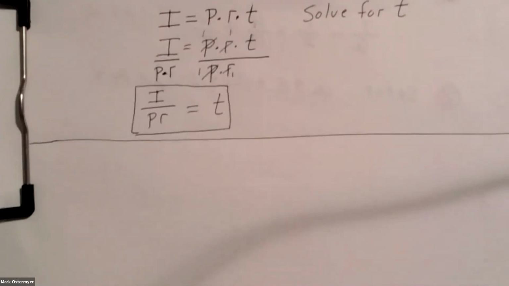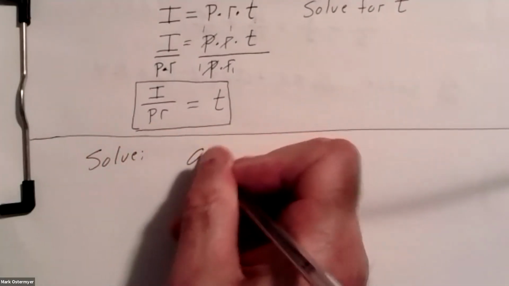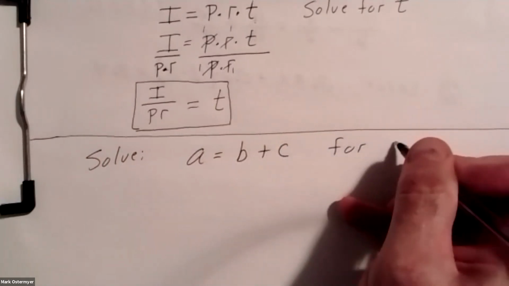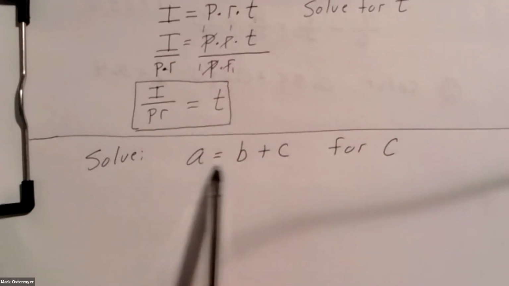All right, let's try another one. Let's try to solve this formula. Suppose I want to solve this formula for C. Presently, what variable is this formula solved for?